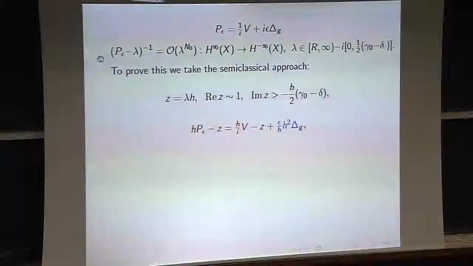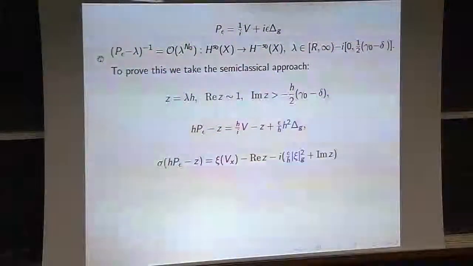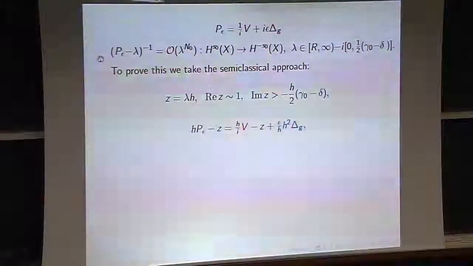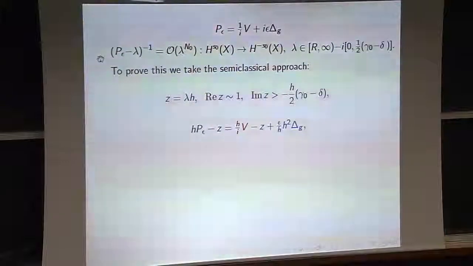I take now hV, so this is now a semi-classical first-order operator. This is a semi-classical second-order operator. Of course, I now have to multiply by epsilon over h. And what we want to prove is that the inverse of this in this set is polynomially bounded in h. It's bounded by h to some negative power.